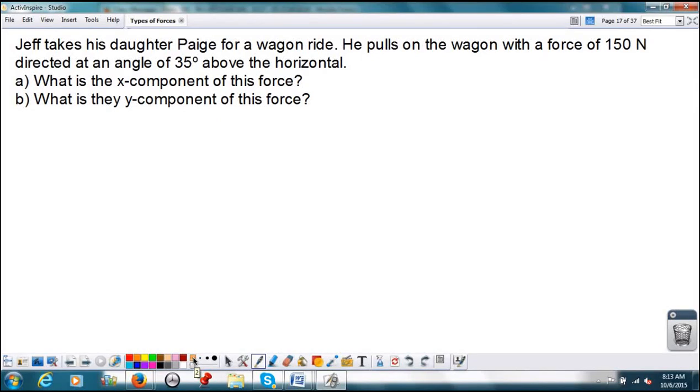Okay, so here we've got a force problem. It's very similar to some of the other problems we did when we were doing vector resolution, but now it's just going to be with a force. So let's take a look at this.